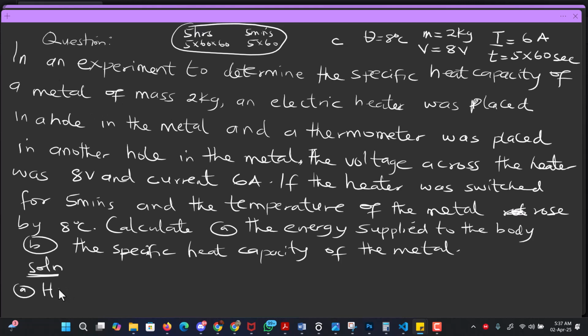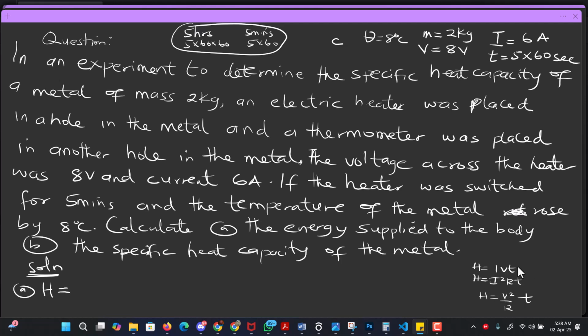So from this now, just say H is equal to, what formula am I going to use? Should I use IVT, or I squared RT, or V squared over R times T, or should I use MC theta? Which of them am I going to use as the formula for heat supply? Because energy supplied has 3 formulas, which are IVT, that is H is equal to IVT, which I gave you in the previous class, a few slides ago. I gave you H is equal to I squared RT. I also gave you H is equal to V squared over R times T.